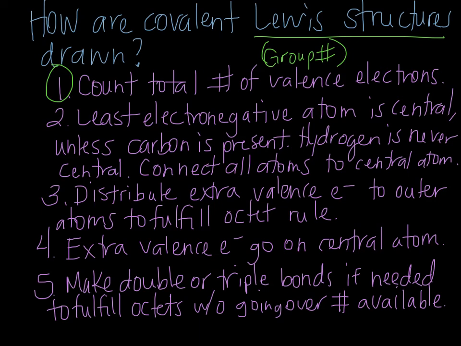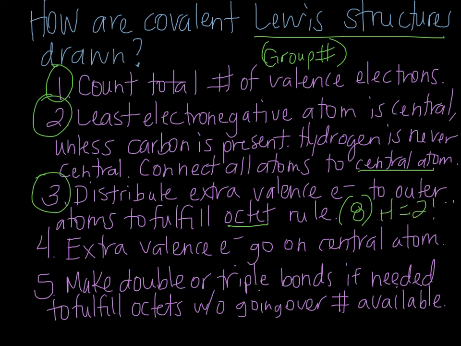So once you've counted all these up, you're going to place one of those atoms in the middle. The least electronegative atom goes in the middle, unless carbon is present. Carbon will always go in the middle. Hydrogen never gets to go in the middle. And once you do this, you're going to connect all these atoms to the central atom by creating bonds. The next thing you're going to do is you're going to distribute your extra valence electrons to all the outer atoms of that structure and make sure that everyone has the octet rule satisfied, which means everybody wants 8. But recall that hydrogen only wants 2 in order to be happy.